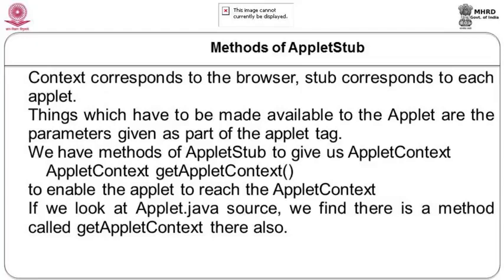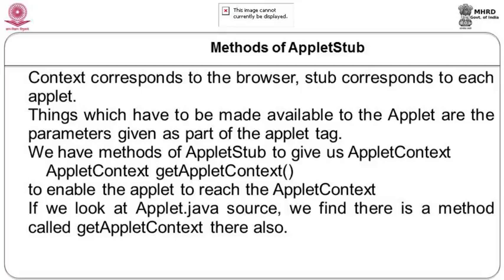In the applet stub, we'll find methods like, first, a reference to the applet context, the common part. So there is a get applet context method returning us the applet context. It's just to enable the applet to reach the applet context. Fine, we have this method called get applet context in the applet stub.